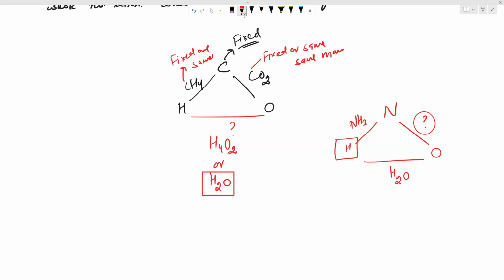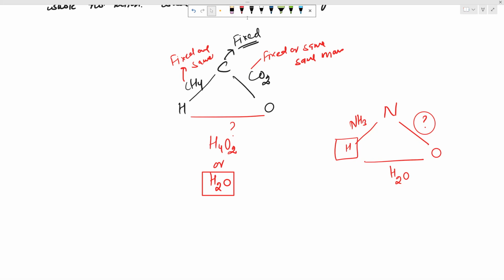But there is an H. I'm saying that nitrogen when combined with hydrogen forms NH3. And hydrogen when combined with oxygen forms H2O. So if I ask you what would be the ratio when nitrogen and oxygen combine, according to this rule it will be NO.